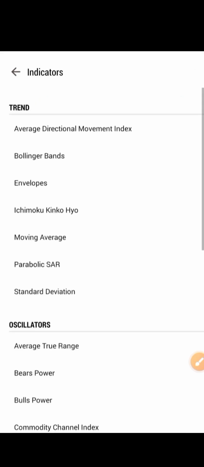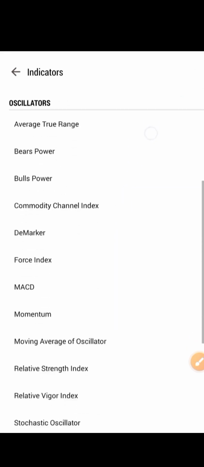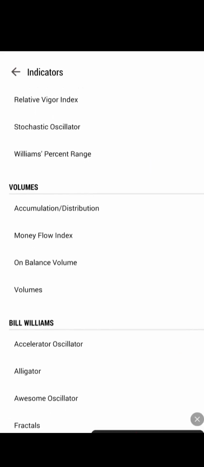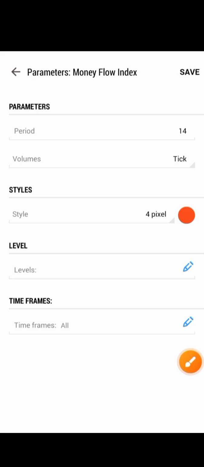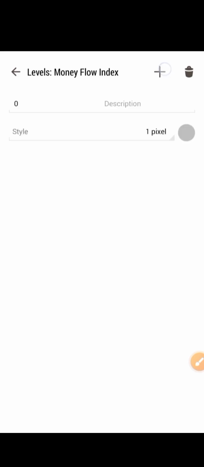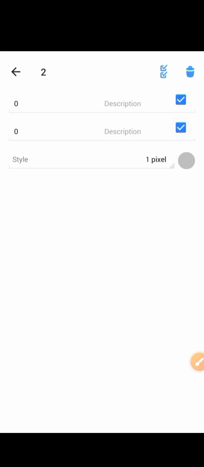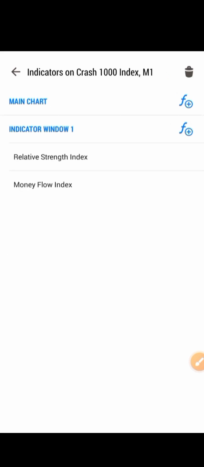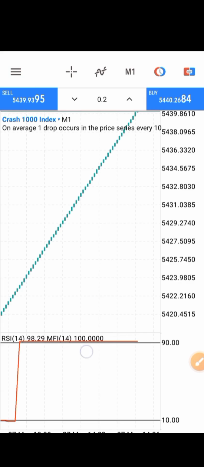So go back to the indicator window. Click and come to the volume. So you see the money flow index here. This is the indicator here. Click on the money flow index. Leave the parameters like this. Come to the level. I know you will have like 2 levels here. Just click on the delete button and delete the levels. Then click on save after that. Go back to your chart. You should have something like this.